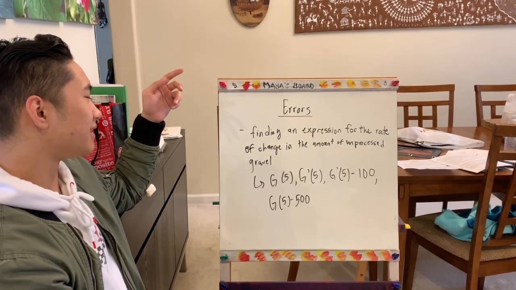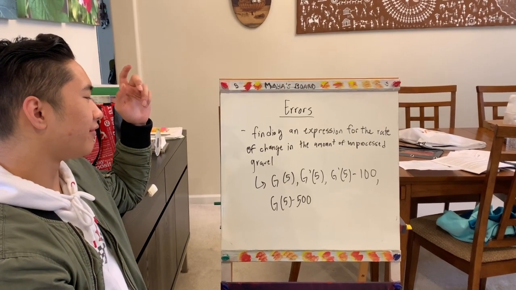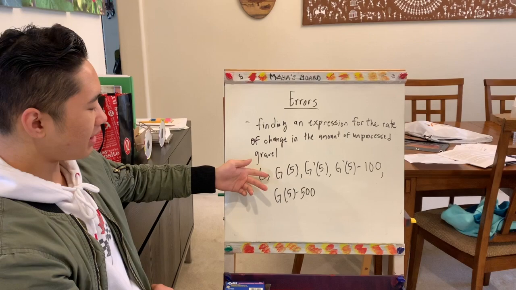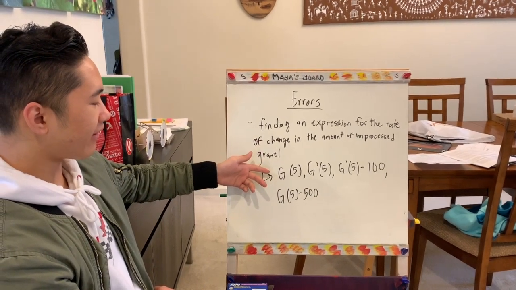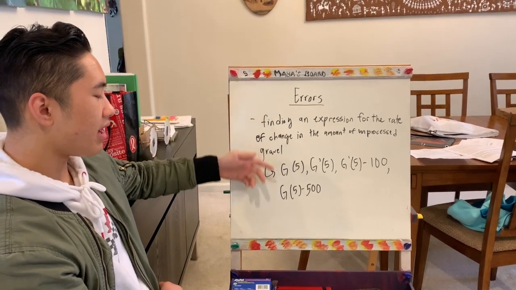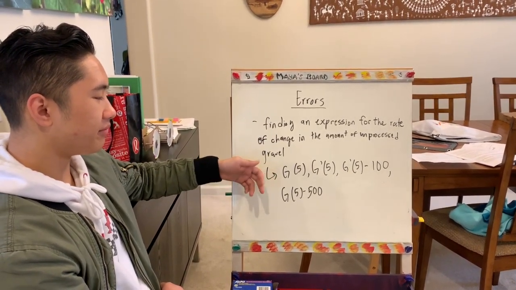Some common errors in part C would be finding an expression for the rate of change in the amount of unprocessed gravel. Some examples would be the students finding G of 5, G prime of 5, G prime of 5 minus 100, and G of 5 minus 500.